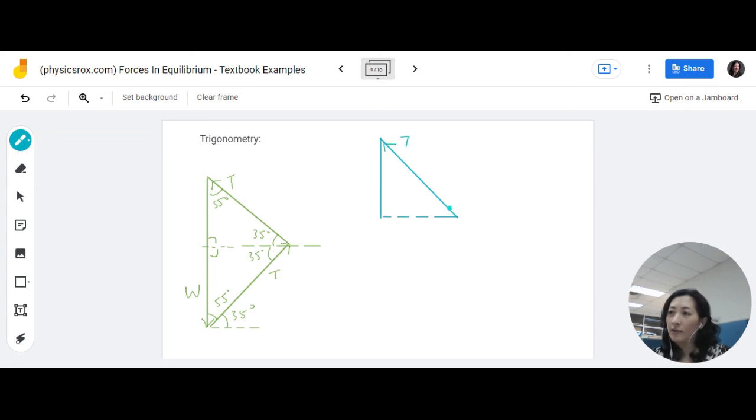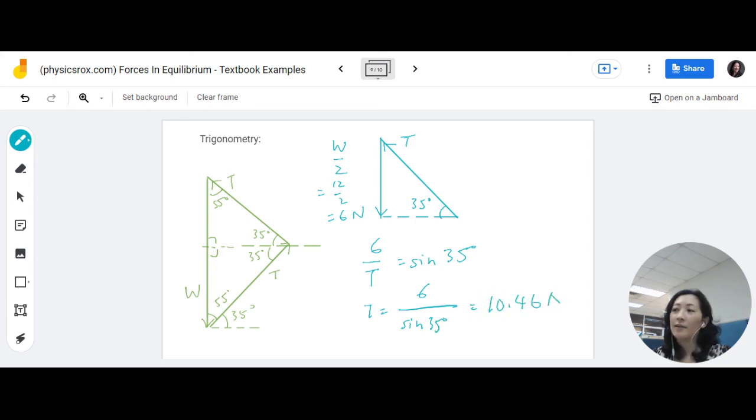So we've got T over here, we've got 35 degrees. And now, because the weight line has been divided into two, this line is equivalent to W over 2. W is 12, right? So 12 over 2 gives us 6 Newton. So to solve T, you can see that T over here is the hypotenuse, and we have 6, which is the opposite to 35. So opposite over hypotenuse, that's sine. So T is 6 over sine 35, which if you work it out, you will get 10.46 Newton.